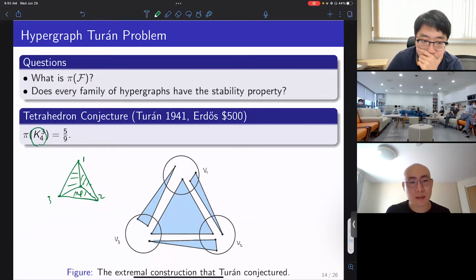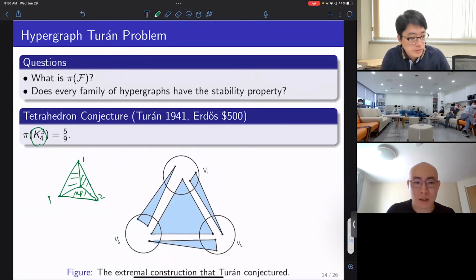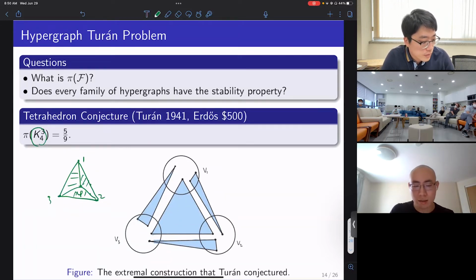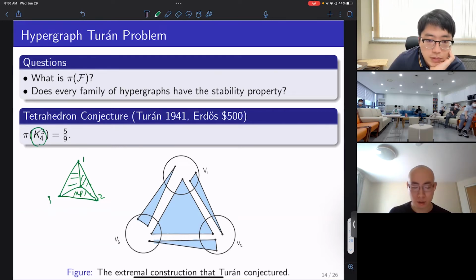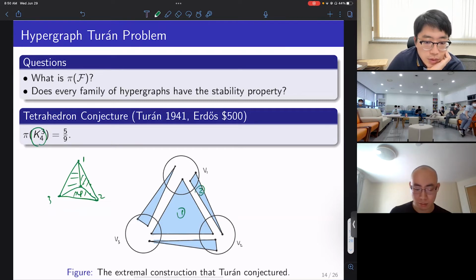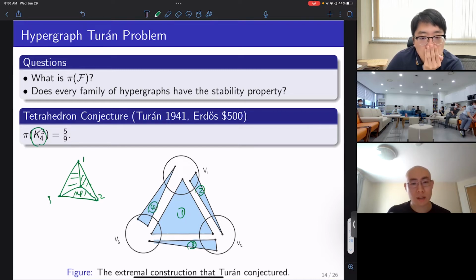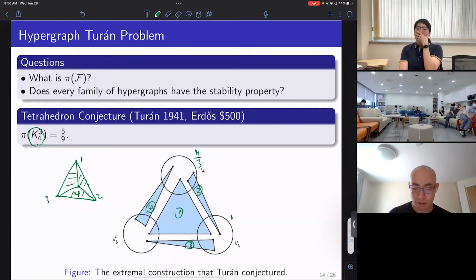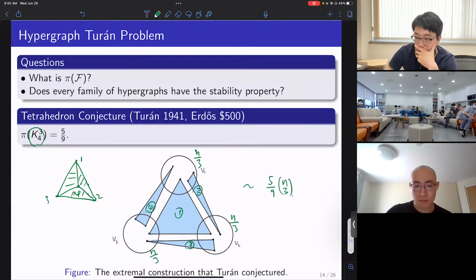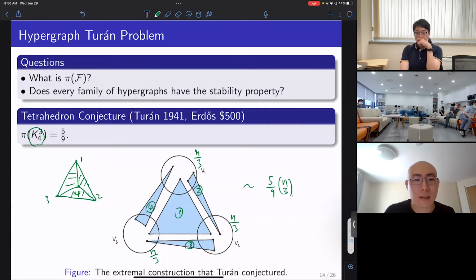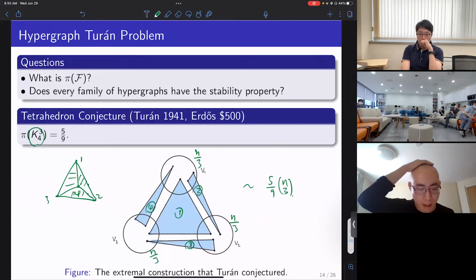And Turán gave an extremal construction, which he conjectured is correct. The construction is this 3-partite 3-graph. You have 4 types of edges. This is the first one, second one, third one, fourth one. So if you calculate the number of edges in this construction, you will find it's approximately this number. So this is Turán's conjecture, and it's still wide open.